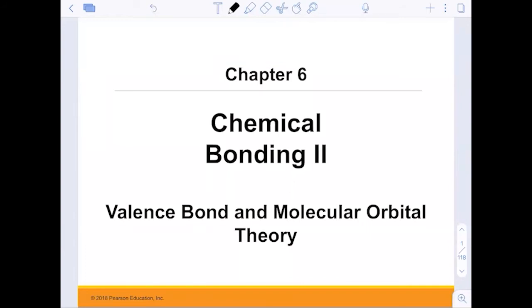As we dive into chapter 6 here, we'll see our second chapter on chemical bonding. A couple of new theories that we'll see in this chapter is valence bond theory. We'll discuss the pros and cons with Lewis structures and the pros and cons with VSEPR theory. And then molecular orbital theory, which is our final theory on bonding.